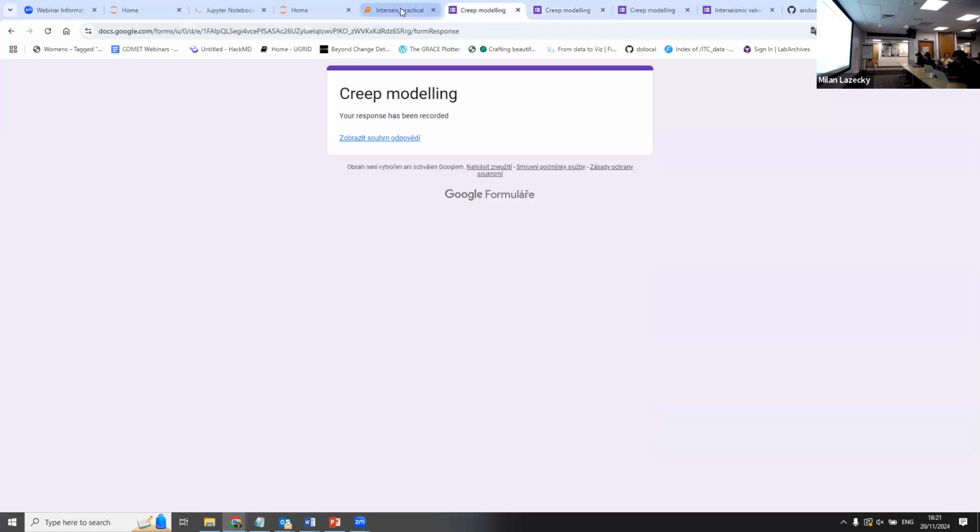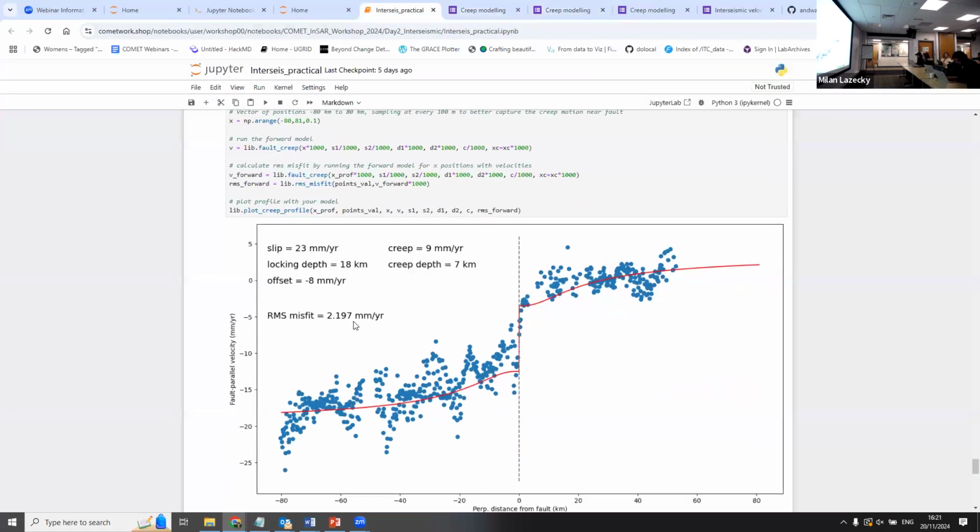So for now, this RMS misfit is 2.19. Can anybody get a lower RMS misfit? Lower than 2? Yeah.